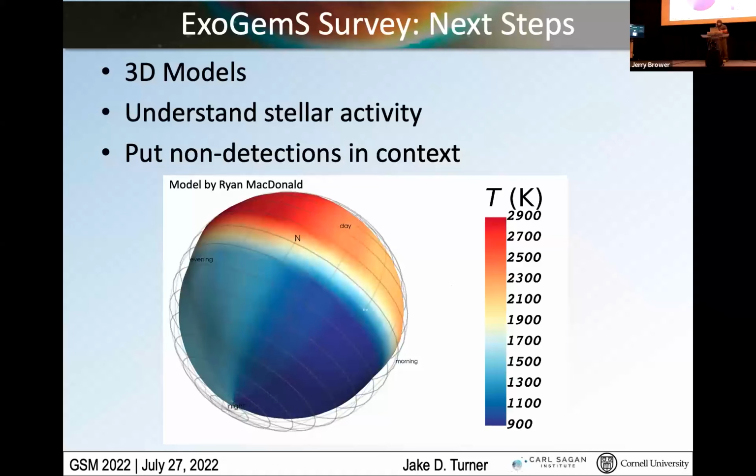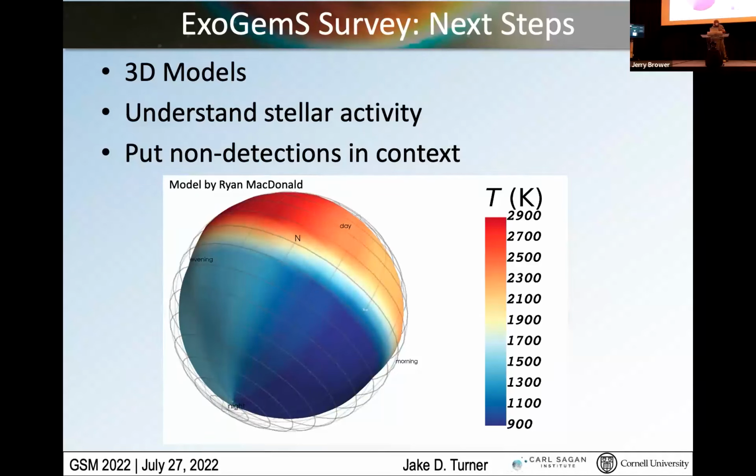And this is an example of one of the 3D models that shows the temperature as you go from the night side to the day side, as well as the terminator, which is what transit observations are usually sensitive to. And you can see there's quite a gradient there. So we're trying to produce more of these models to see if we can see these interesting 2D to 3D effects. And we're hoping to understand better the stellar activity because we have several stars that are very active.